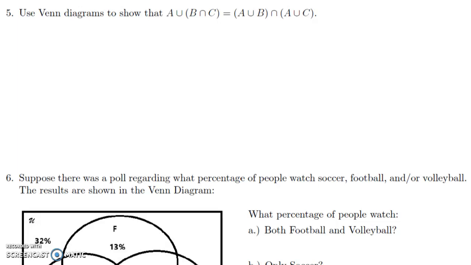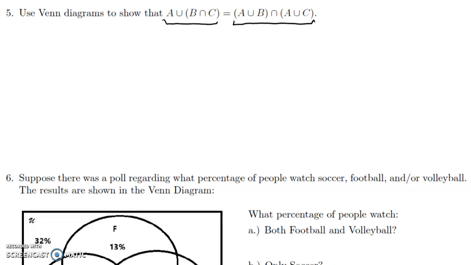All right, question 5 on our worksheet. Use Venn diagrams to show that A union B intersect C equals A union B intersected with A union C. So remember when we did one in class, we're going to create a Venn diagram for this side and then a separate Venn diagram for this side. And for each of them, we might have to build those diagrams up to get the final answer. And then we're going to compare those diagrams to see if they're the same.